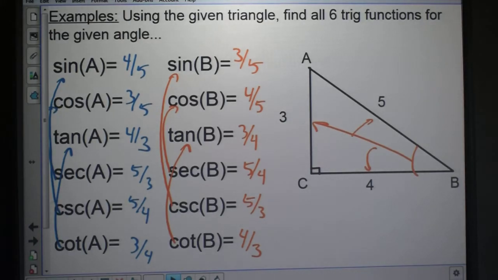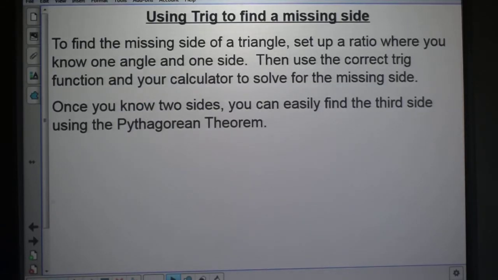That was a really easy one because the numbers were small and we didn't have to reduce fractions or rationalize any denominators or find any missing pieces. We can use trig to find the missing sides though, or the missing angles. Set up a ratio where we know at least two things. Then use the correct trig function in your calculator to solve. If you know two sides, you can find the third using the Pythagorean theorem.